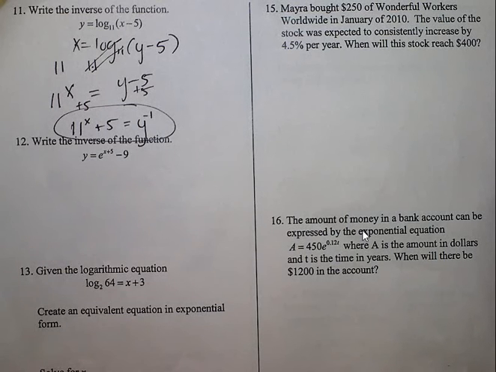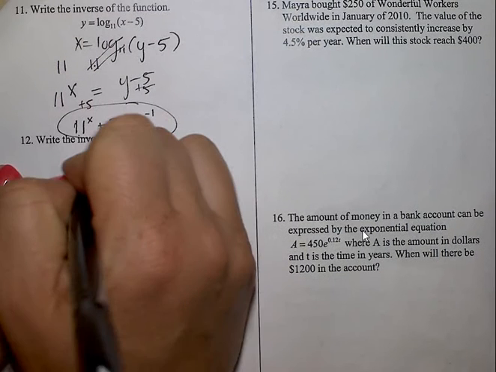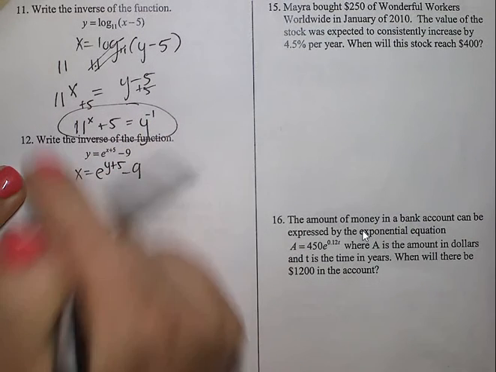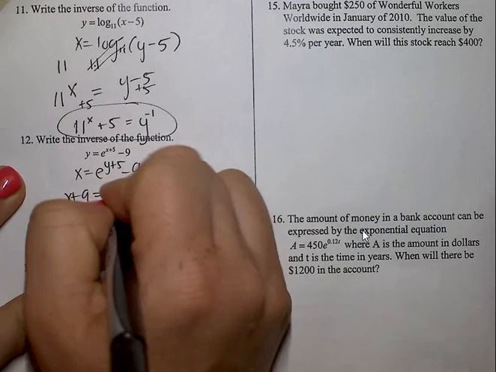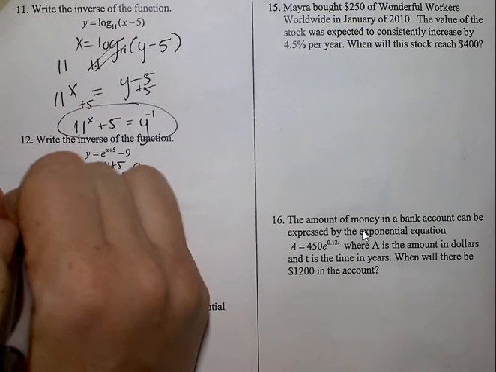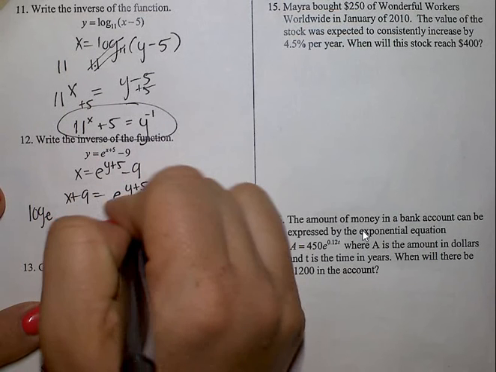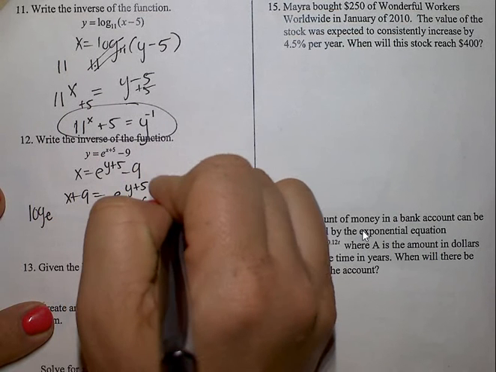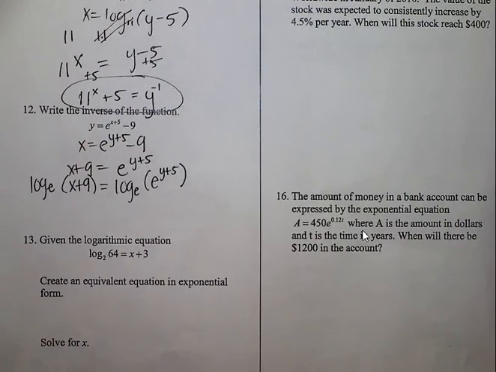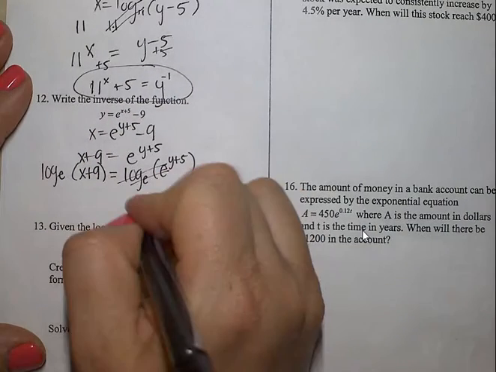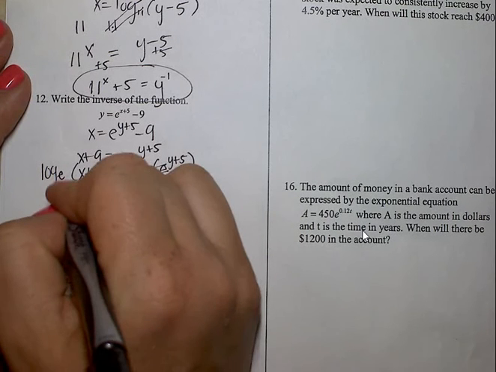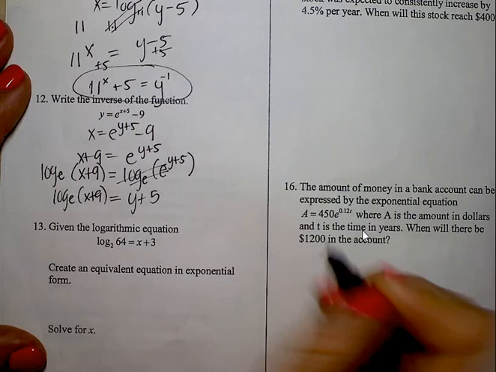Number 12 is a little trickier. Switch the x and y. Move 9 over. Opposite of negative 9 is a positive 9. Now to eliminate the e, I'm going to do a log base e to both sides. Make sure to keep the x plus 9 in parentheses. Cancels out. Remember that log base e is the same thing as ln, so feel free to change those out. Subtract 5.